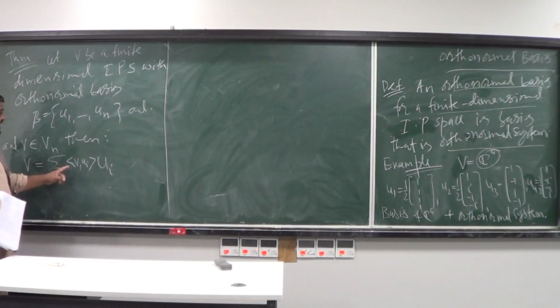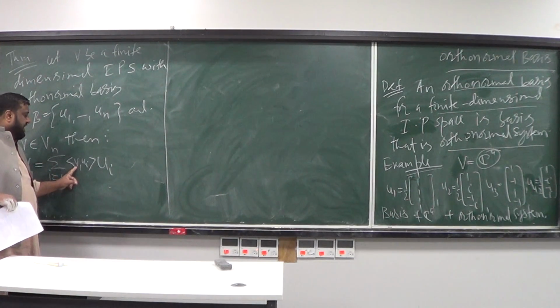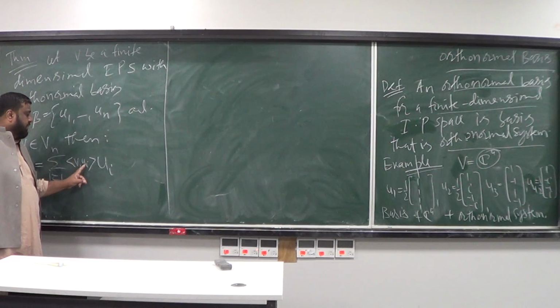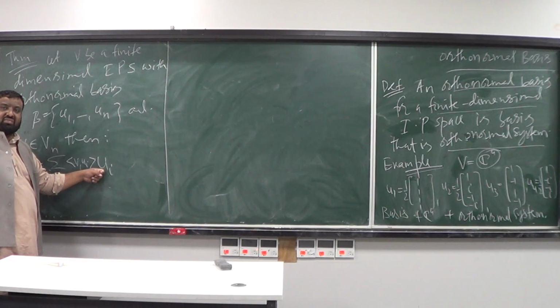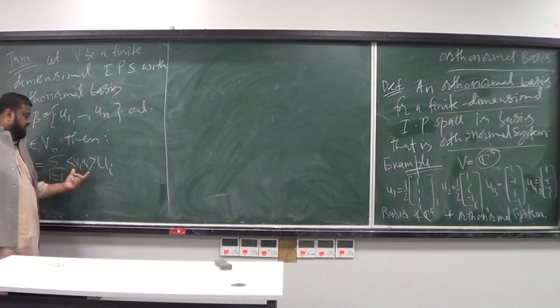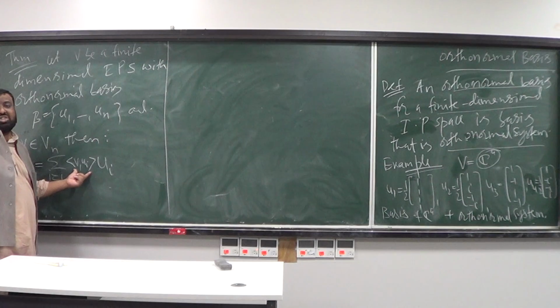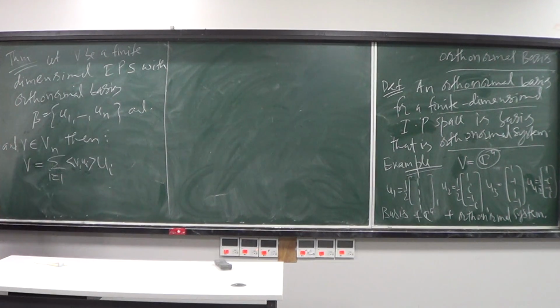If you take the vector v and compute its inner product with u_i, that will be the coefficient of u_i. So it's very easy. You don't have to solve this system of equations in order to find such a coefficient. Just take v and take its inner product with u_i. Simple.